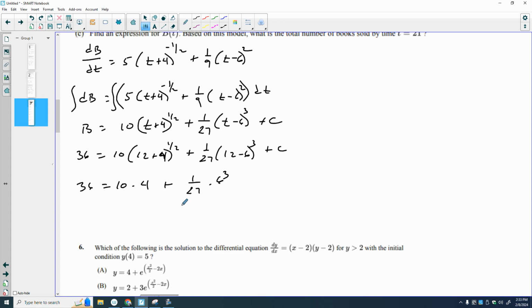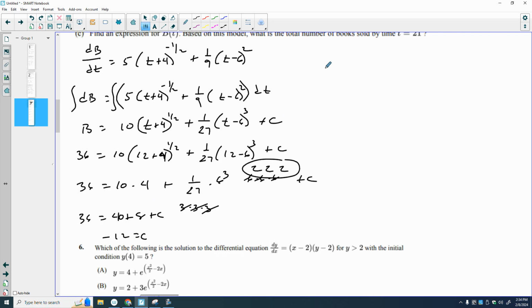Remember our shortcut, I can think of this as 3 times 3 times 3. And this is 6 times 6 times 6. This is going to cancel and make it a 2. This is going to cancel and make a 2. This is going to cancel and make a 2. And so I get 8. Okay, so this whole mess is 8. So I have 36 equals 40 plus 8. And so I'm going to subtract, and I get, there's a plus c on this. And I get c equals a negative 12.